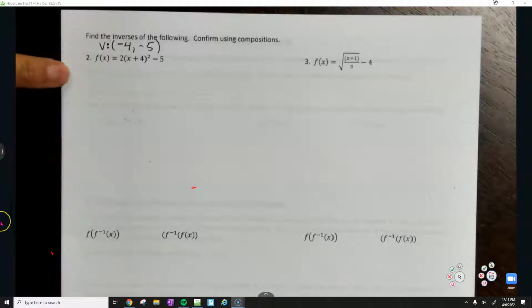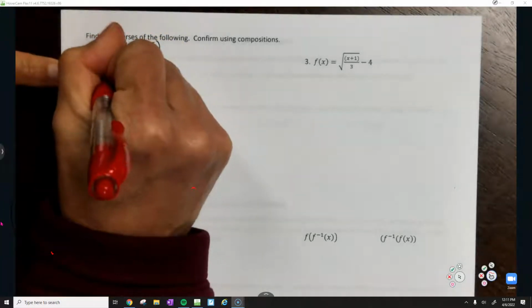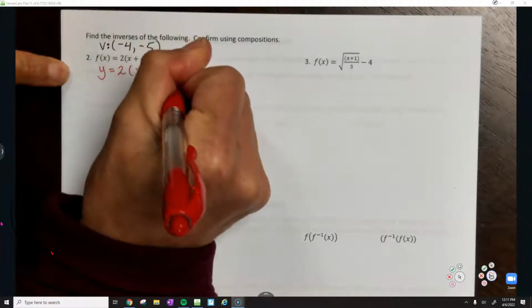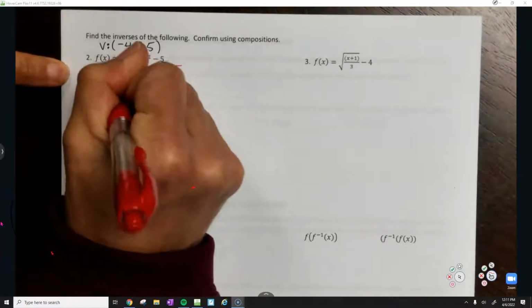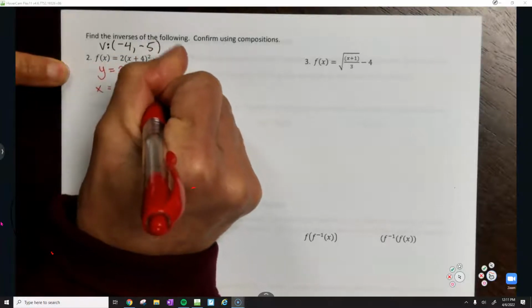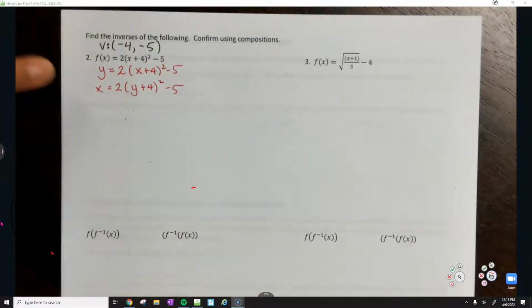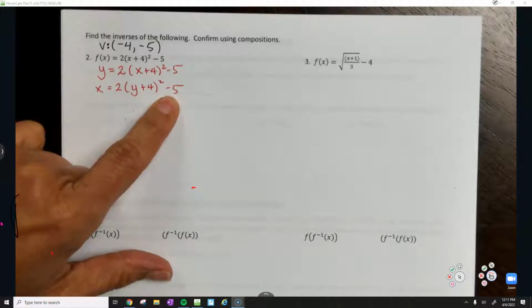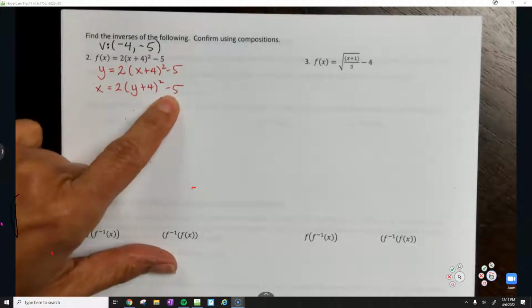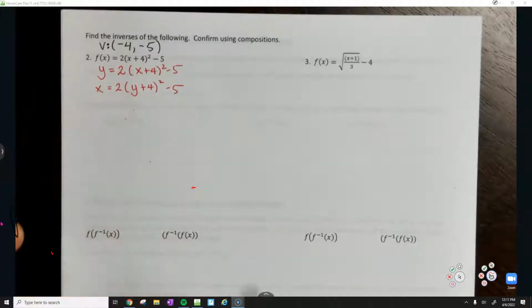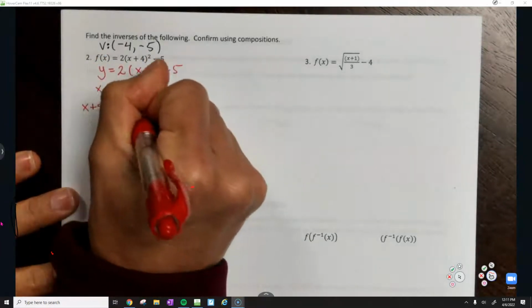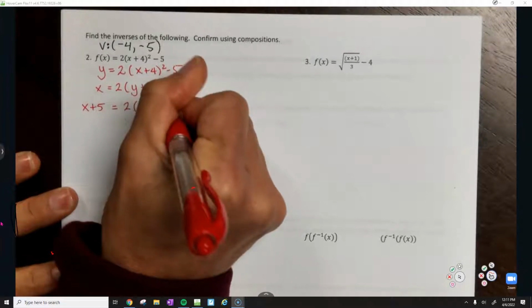All right, so let's follow our steps. We're going to replace f of x with the letter y. Then we're going to switch x and y. And guys, just like last time we got rid of the 8 because it was added, you got to get rid of the 5 because it's subtracted. Always get rid of any subtraction or addition first. So we're going to have x plus 5 equals 2 times y plus 4 squared.